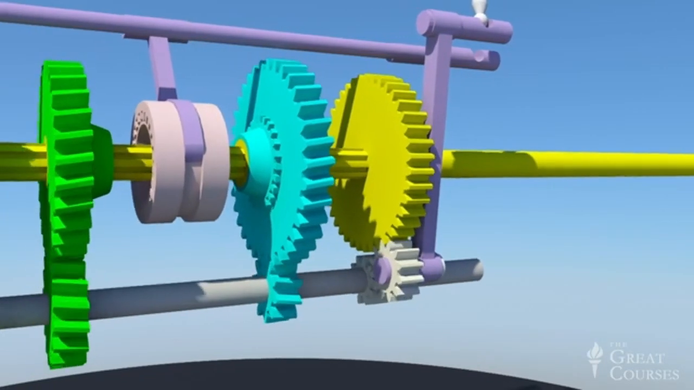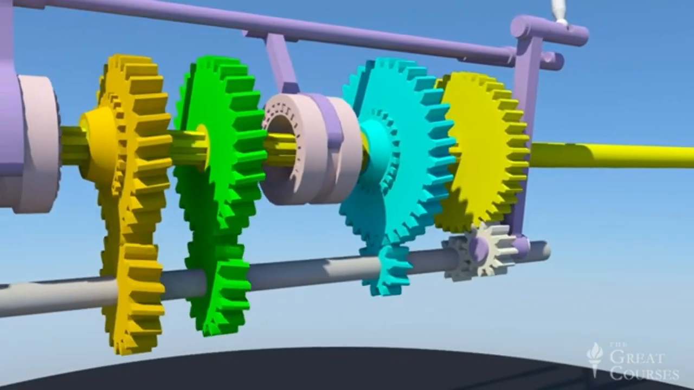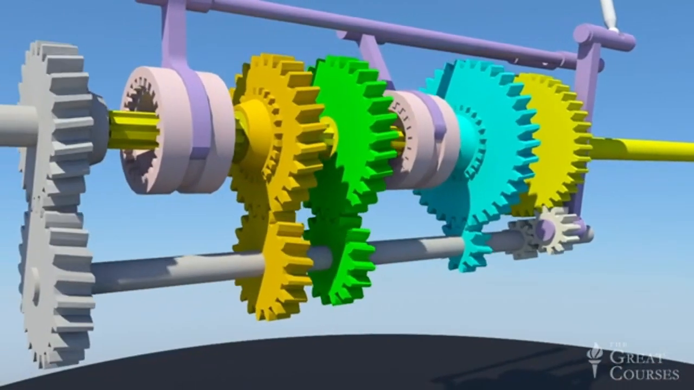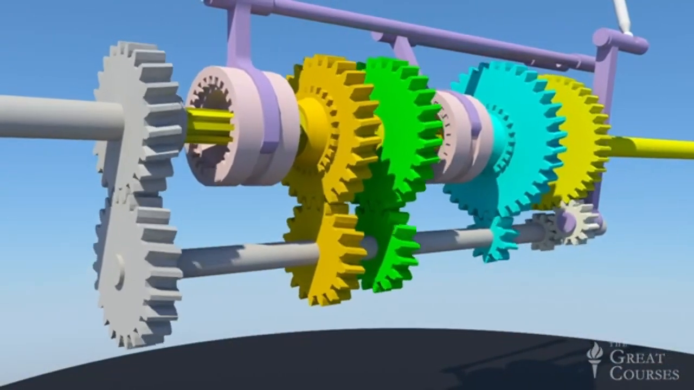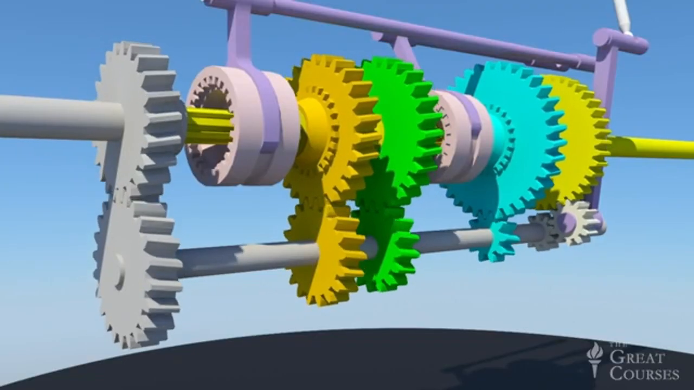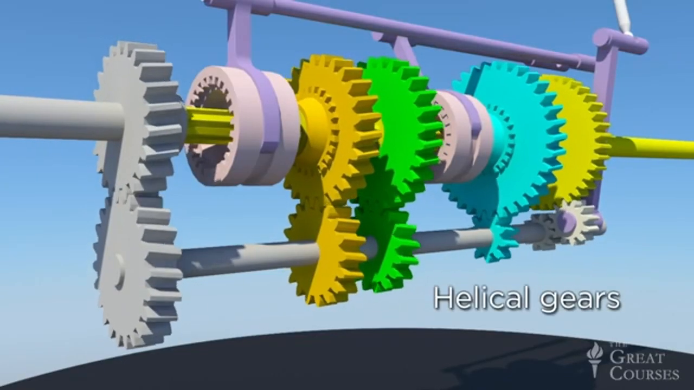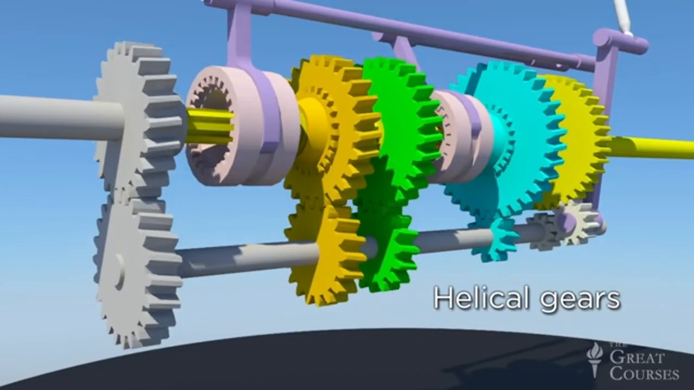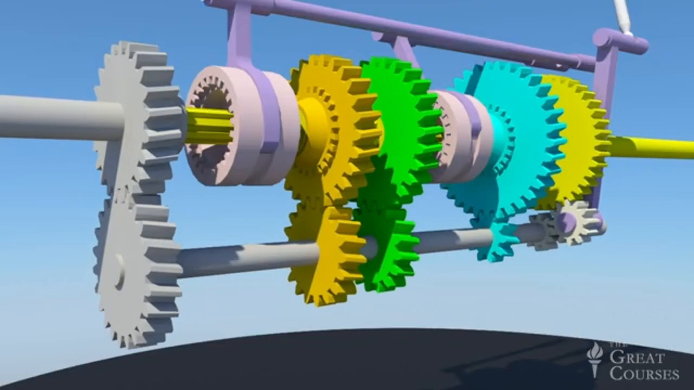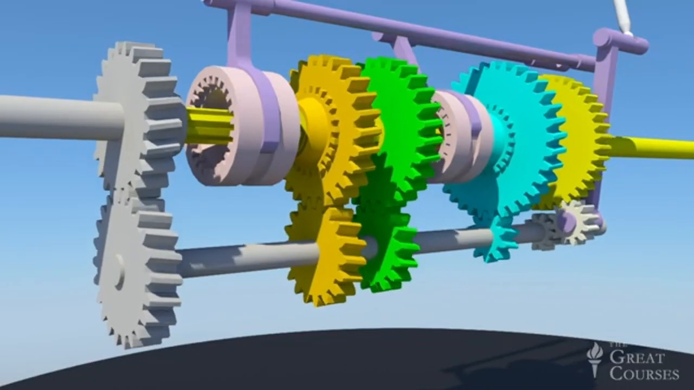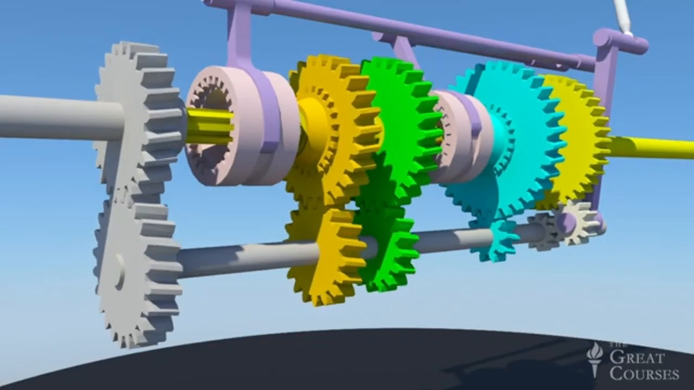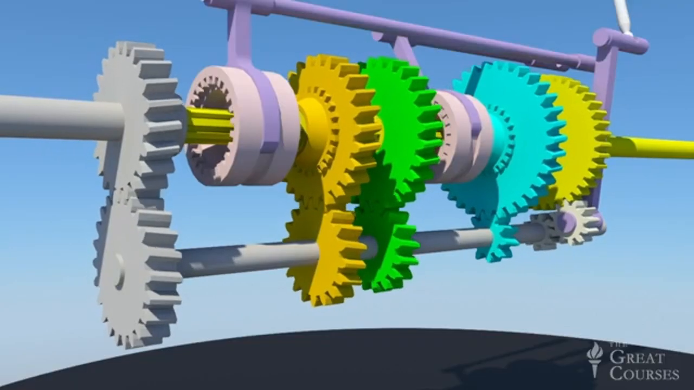By the way, you might have noticed that in my computer model, all of the gears except those associated with reverse have their teeth cut at an angle. Called helical gears, they're better suited for transmissions than conventional gears because the angled teeth engage with each other more gradually, reducing both mechanical stress and noise.